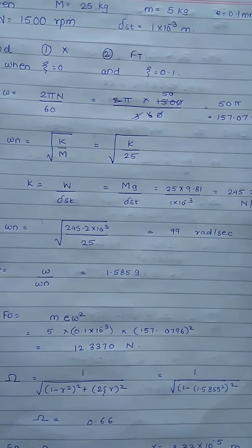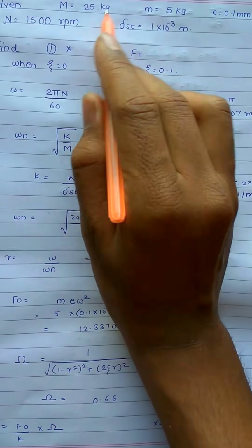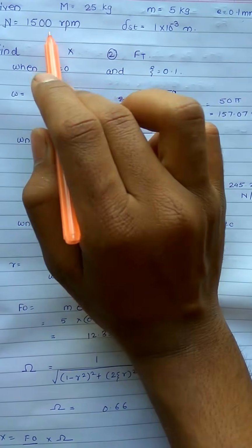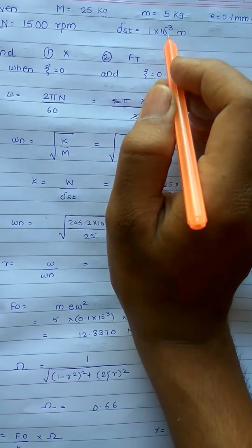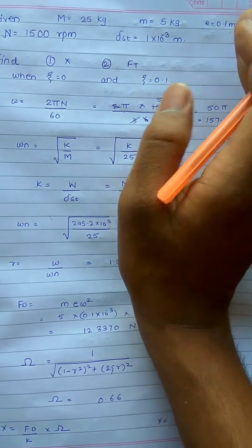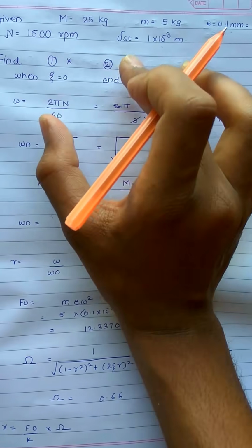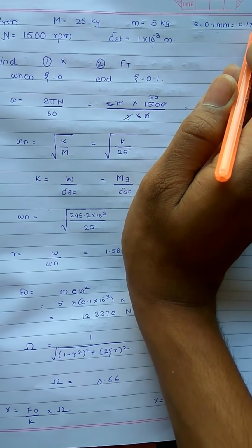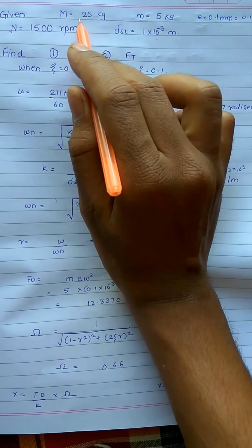Now, from this you know what the mass is given. For your surprise, two masses are given. E is given, that is 0.1 mm, N is given 1500 rpm, and static deflection, that is 1 into 10 raised to minus 3 meter. Now this static deflection is different from logarithmic decrement. These are two very different terms. E was given in mm, you convert it into meter, that is 0.1 into 10 raised to minus 3 meter. Mass and mass are given.